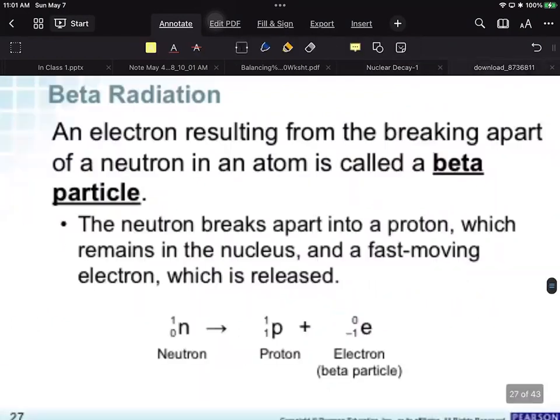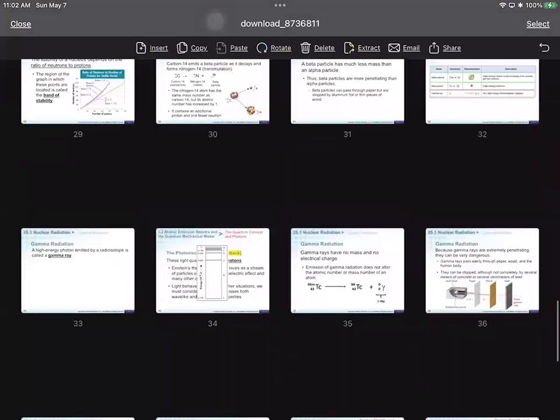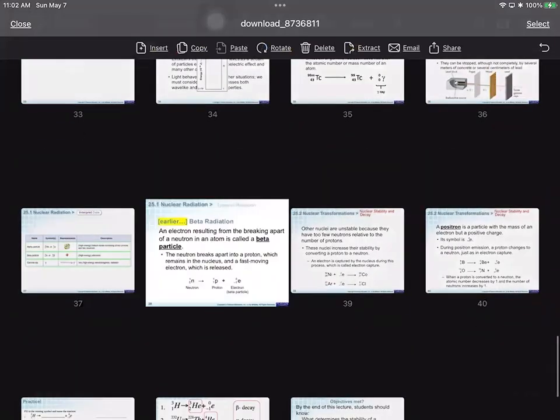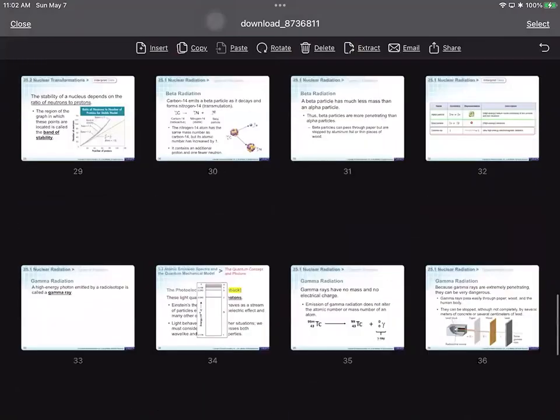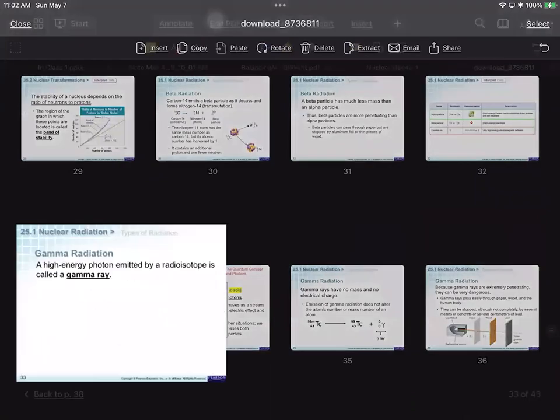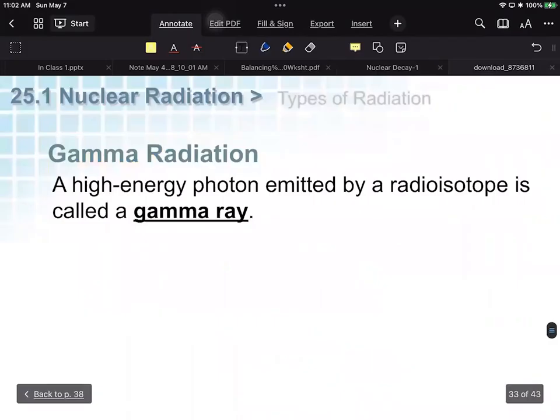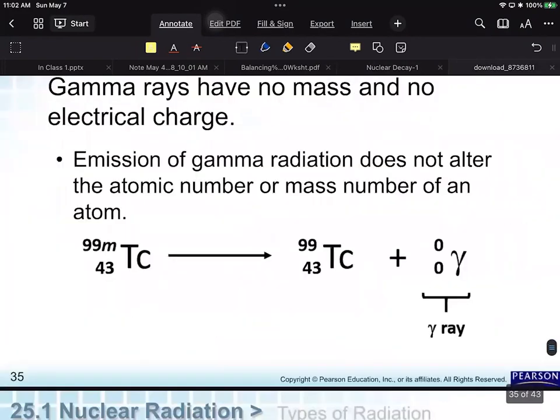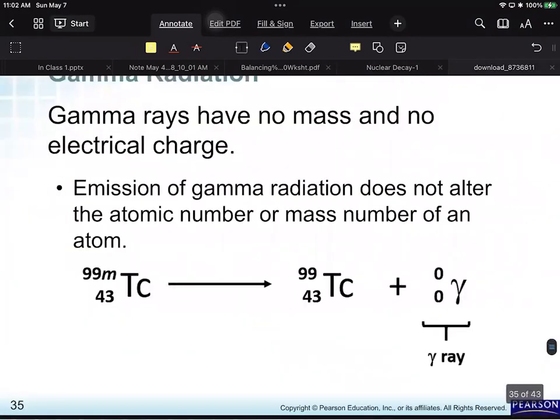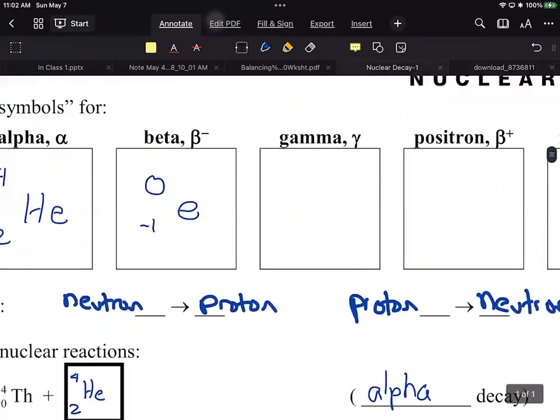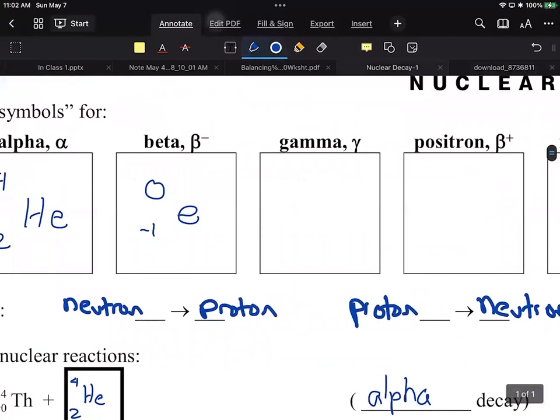Gamma is a photon. It's a high energy photon emitted by a radioisotope, called a gamma ray. Gamma rays have no mass and no charge. So that's the symbol: no mass, no charge.